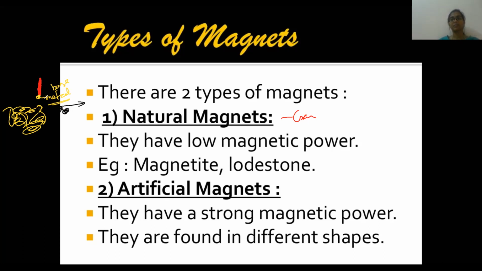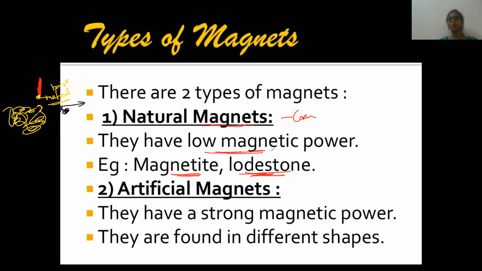Some of the people in that area did experiments on that stone and came to know that it is a magnet, a naturally occurring magnet that we call a lodestone. In olden days they used this lodestone to find directions. A naturally occurring magnet is also called magnetite. It has very low magnetic power.